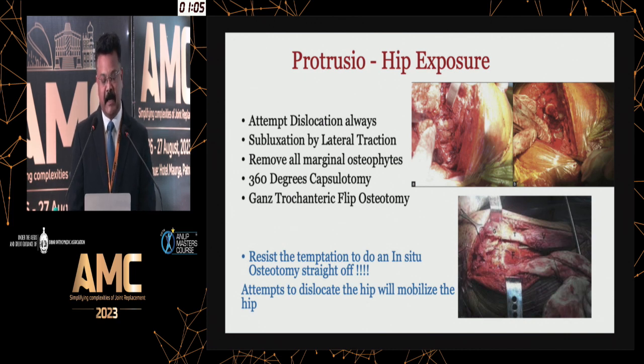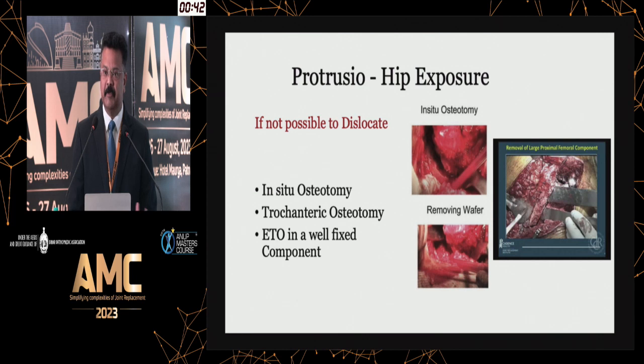Very rarely, a Ganz flip osteotomy can be done if we are really struggling to get the hip out. Now, the initial urge is always to try to do an in situ osteotomy, which must be resisted, because any attempts to initially gently mobilize the hip do tend to free up the soft tissue a bit and help in movements. So we've all seen X-rays where they look fantastic, but the movement really doesn't concur with what's there. If it's not possible to dislocate, certainly an in situ osteotomy, wherein you remove a thin wafer of bone, like a biscuit, is to be done.